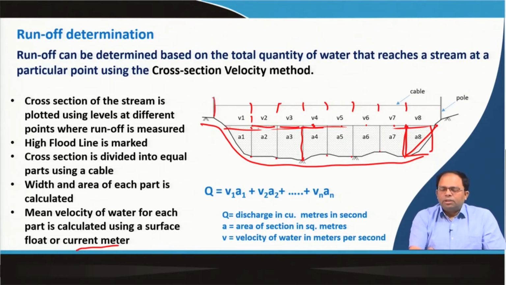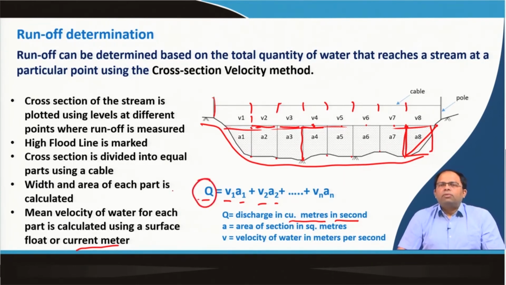So once we know the velocity of each of these sections, we multiply with the area of each of these sections, and we can get the total discharge in cubic meters per second for this particular stream. So, A is the area of each section in square meters, V is the velocity of water in meters per second for each section. We just multiply both of them and then we add up for all the sections, and we get the total discharge for this particular stream, which is nothing but the runoff for this particular catchment.